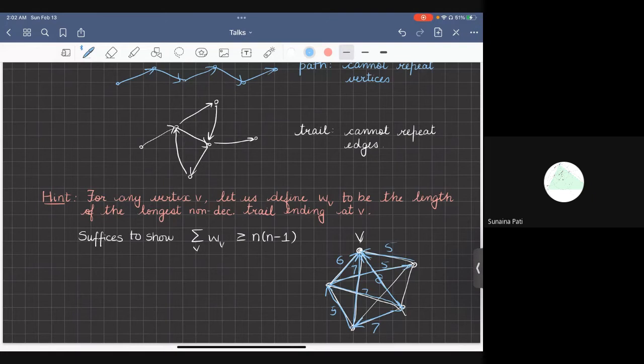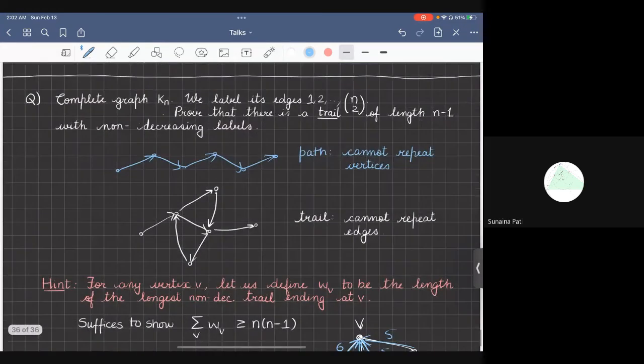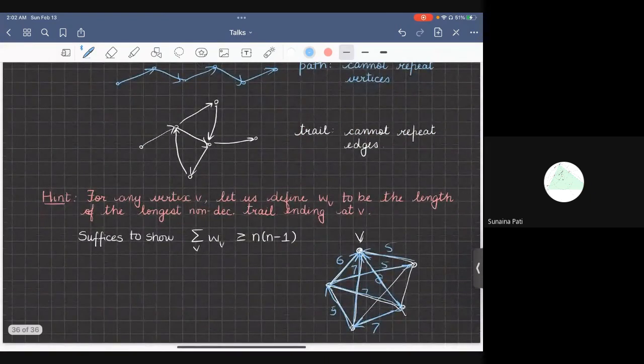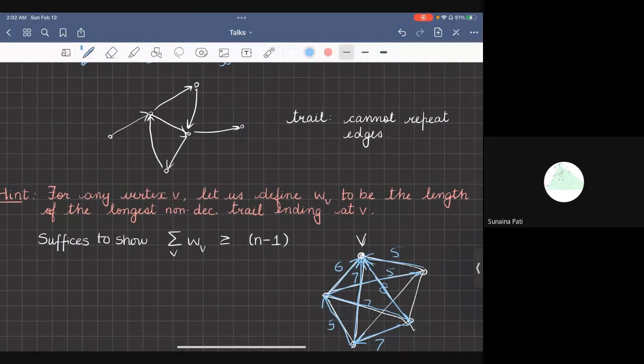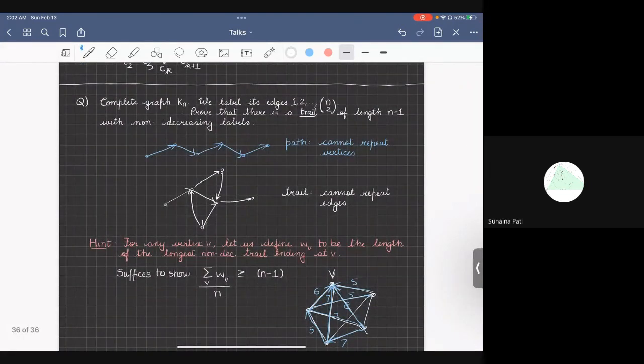So if I can show that the longest trail overall has length at least n minus 1, then I'm done, right? It's equivalent to the problem. Saying that there exists a trail of length n minus 1 is the same as saying that the longest trail has length at least n minus 1. So I want to show that some w(v) is at least n minus 1. But even if I can show that the average is at least n minus 1, even then I'm done, right? Because then the longest would be at least n minus 1. So I can cut it midway and make the length exactly n minus 1. Does that make sense?